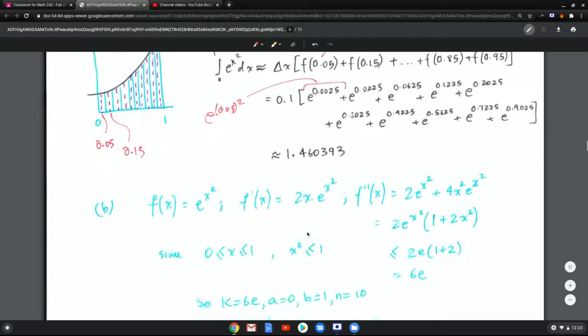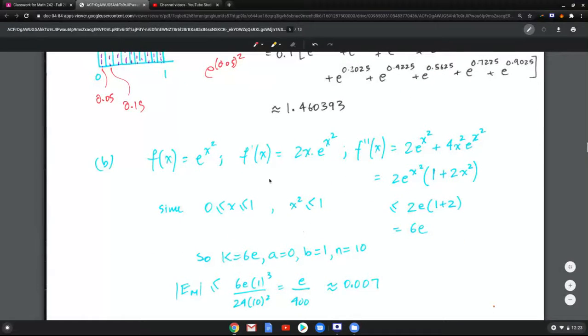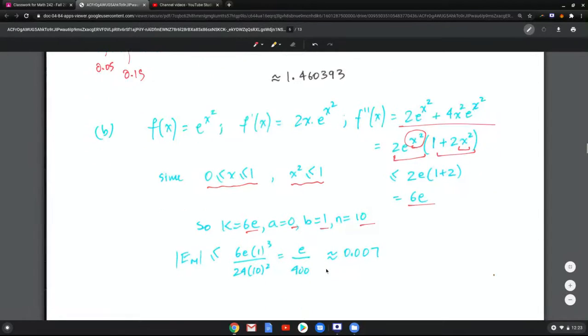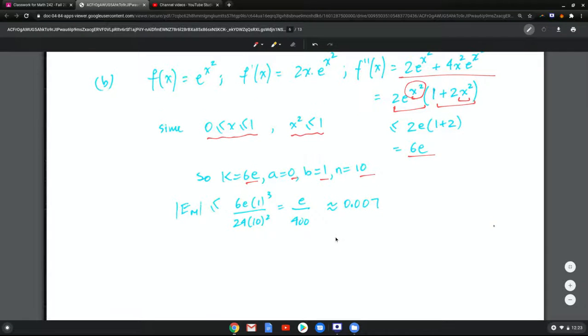Now let's see how we can find the error. We need to find the second derivative, which comes out of this complex expression, where you can factor it as 2e to the x squared times (1 plus 2x squared). Now my claim is that x is between 0 and 1, which means x squared is less than 1. So I can replace x squared by 1, giving me 2e times (1 plus 2), which gives me 6e. So k can be 6e. With a is 0, b is 1, n is 10, this gives me 0.007.